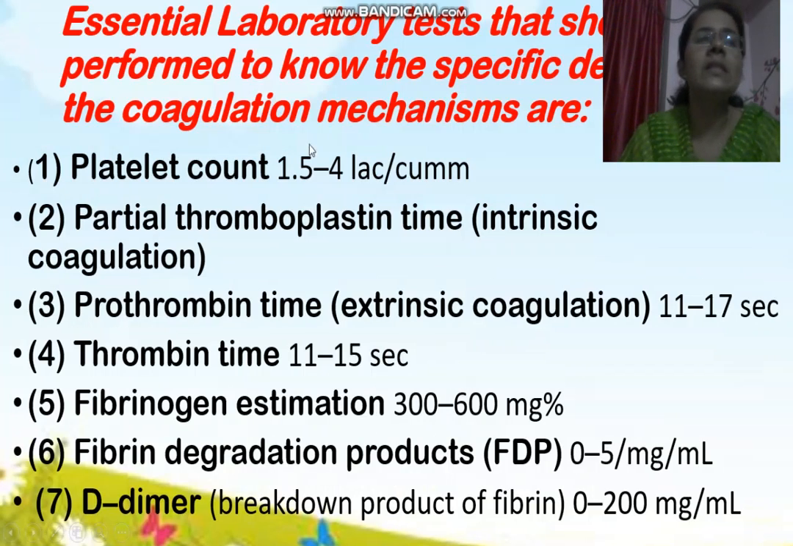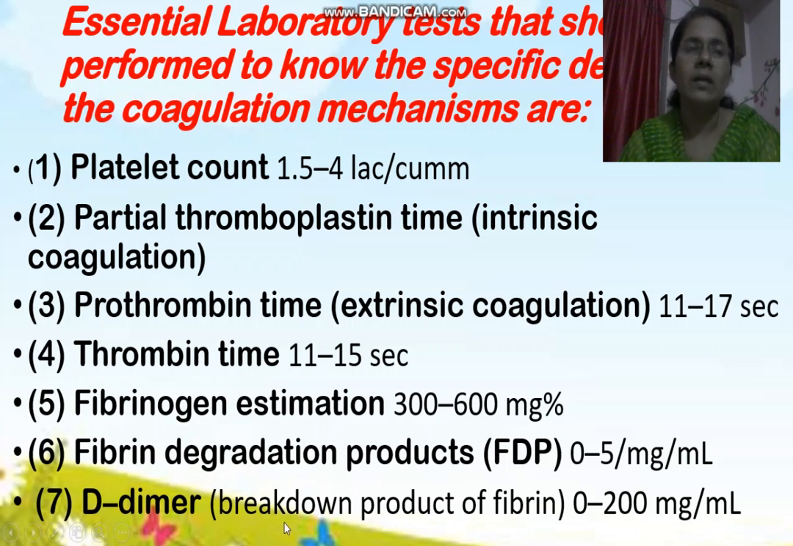Next are the essential laboratory tests that can be performed to know the specific defects of the coagulation mechanism. The first is platelet count, second is partial thromboplastin time, third is prothrombin time, fourth is thrombin time, fifth is fibrinogen estimation, sixth is fibrin degradation products, that is FDP, and seventh, the final one, is the D-dimer, which is a breakdown product of fibrin.